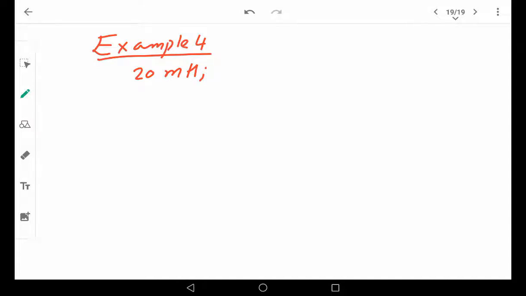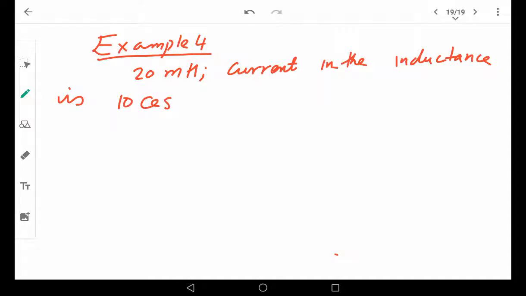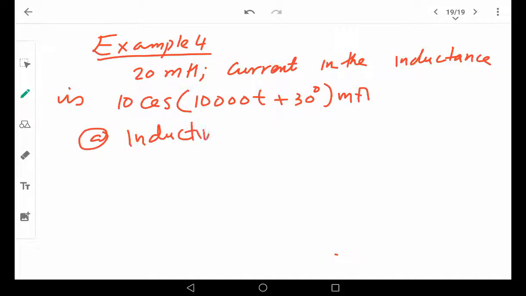You have a 20 millihenry inductance. The current in the inductance is 10 cos(1000t + 30 degrees) milliampere. It's a big frequency. So what is the inductive reactance?